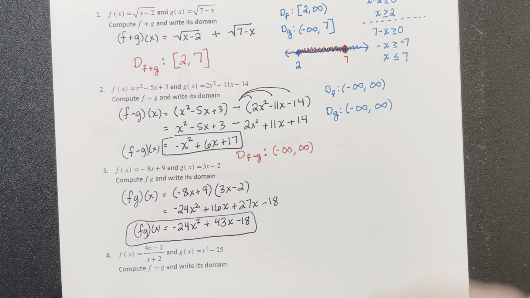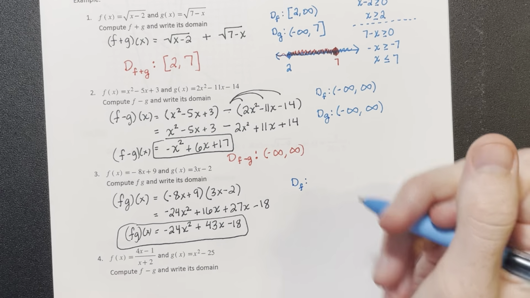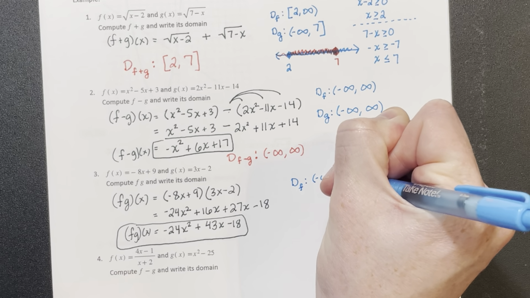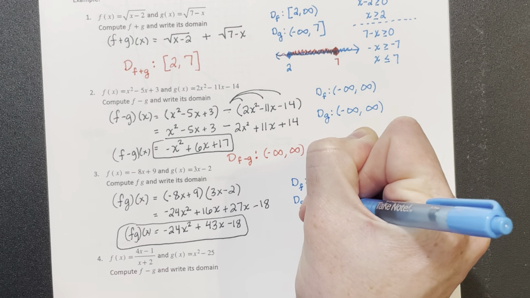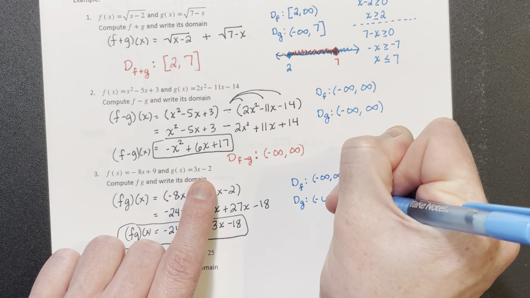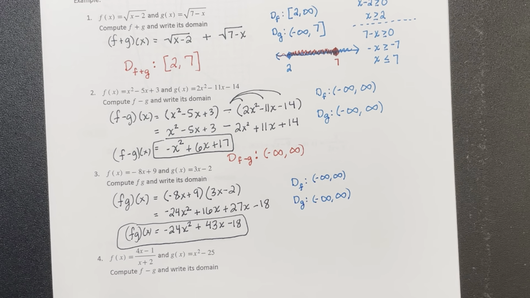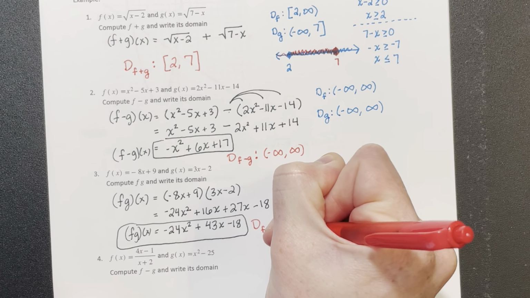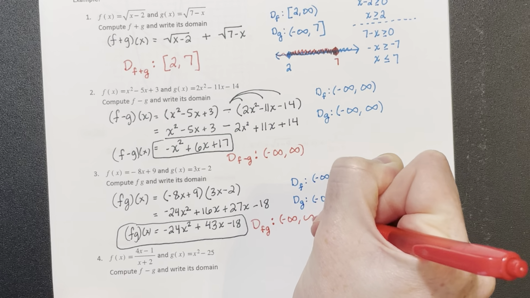Again, we want to look at that domain, so let's start at the beginning, domain of f. The domain of f was linear, which is all real numbers, or negative infinity to positive infinity. The domain of g, also linear, so still negative infinity to positive infinity. And the overlap of those two stays the same, so the domain of fg is negative infinity to positive infinity.